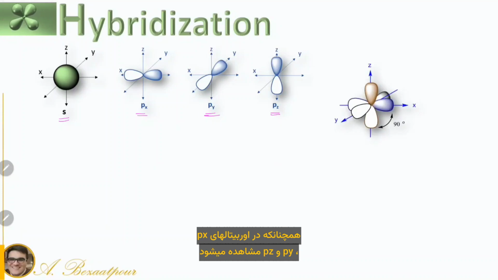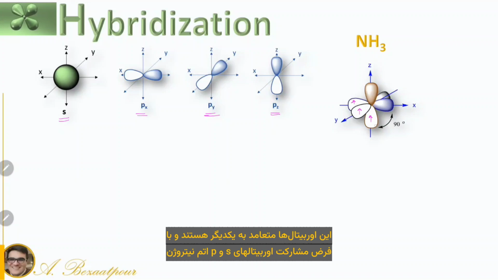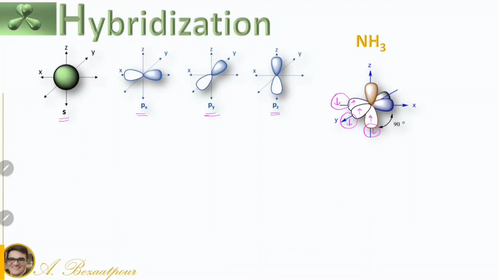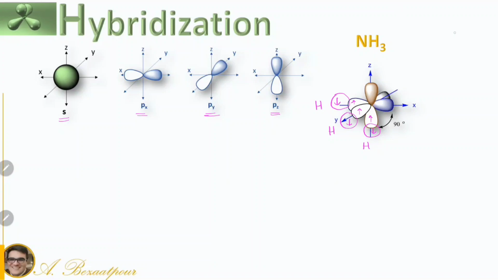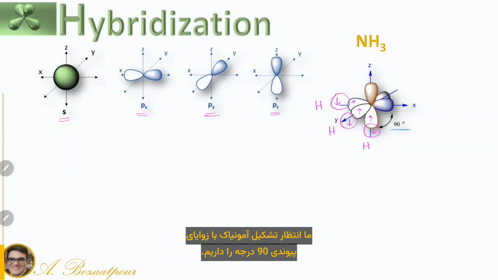As can be seen, the px, py, and pz orbitals are orthogonal to each other. Assuming the participation of the s and p orbitals of the nitrogen atom in the formation of ammonia, if 3 unpaired electrons in p orbitals overlap with the 3 hydrogens, we would expect the formation of ammonia with bond angles of 90 degrees.